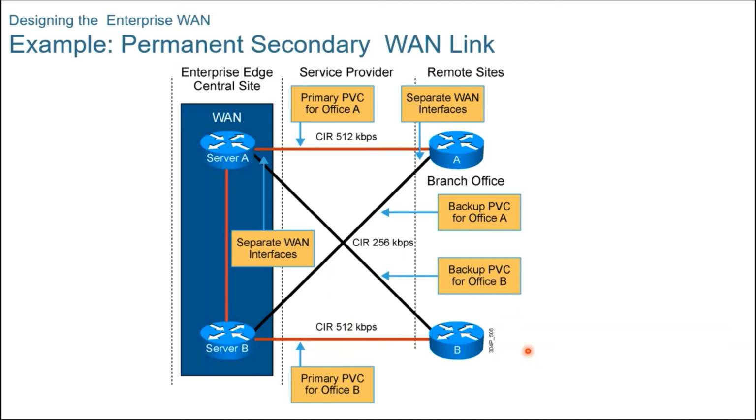So in the figure, the connections between the enterprise edge and the remote sites here use a permanent primary and secondary link for redundancy. A routing protocol such as EIGRP that supports load balancing over equal paths on either a per packet or per destination basis is used to increase the utilization of the backup link.